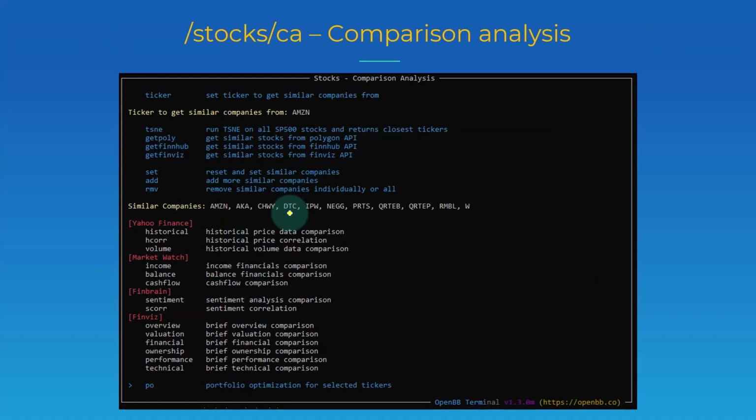All right, comparison analysis here. We've got ways to look at a particular ticker and then look for things that are similar to it in various different ways. You can see here by default, it's telling you the other companies that it believes are similar to Amazon, if these are the ones that you may want to trade, and there are various different ways to determine that comparison or analysis.